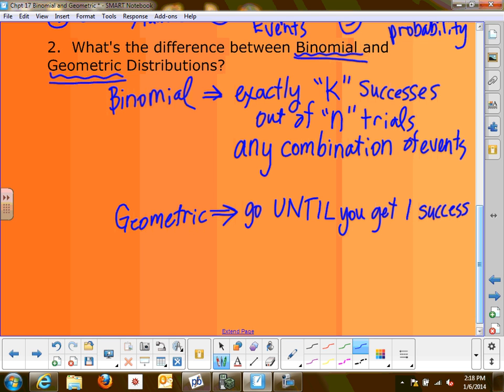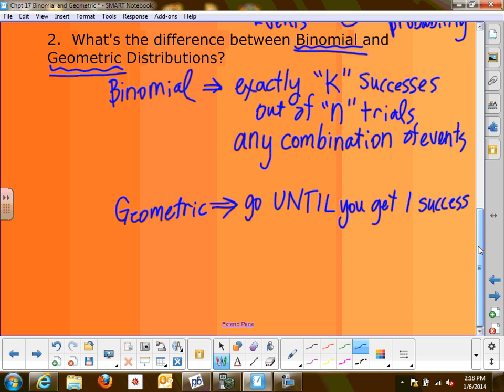Because what happens? If I say that you don't get stopped by the red light until Thursday, then what have I essentially told you about Monday, Tuesday, and Wednesday? What have I done? Yeah, I have defined for you the specific order of events. So see, that's what's different about the geometric, is that I know the order, okay? I know the order of events.